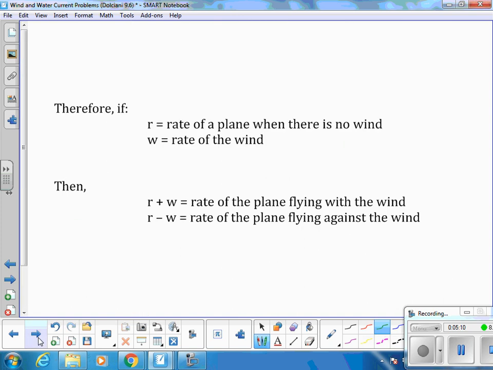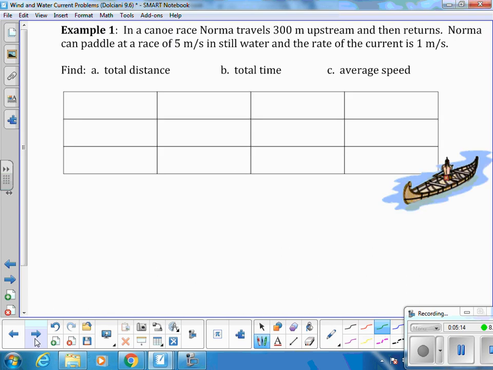Here's a situation that happens with wind. We'll come back to this one because we're going to do another river problem first. So let's do this example here. Why don't you go ahead and press pause and try it out. Build this out a little bit and then see how you did. Maybe we can do this together.